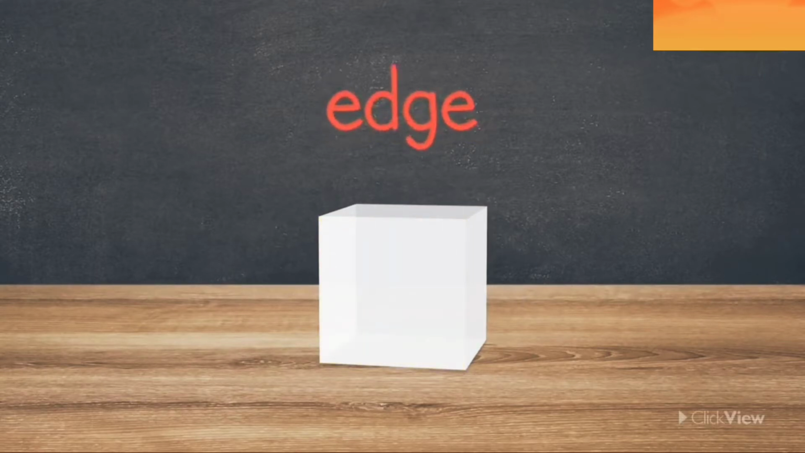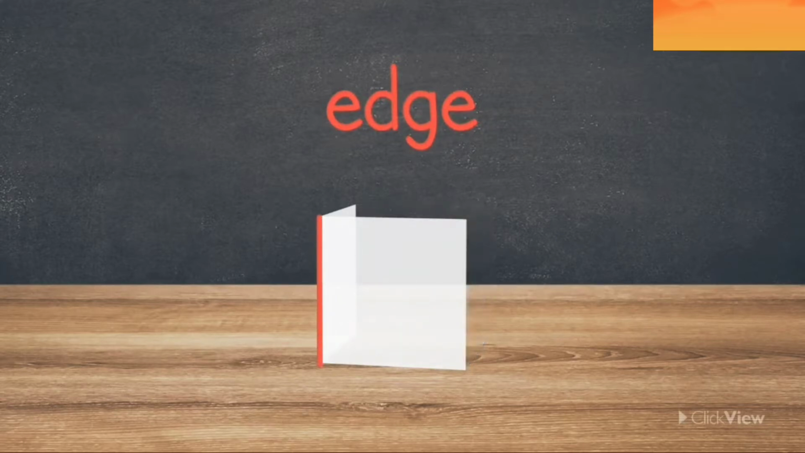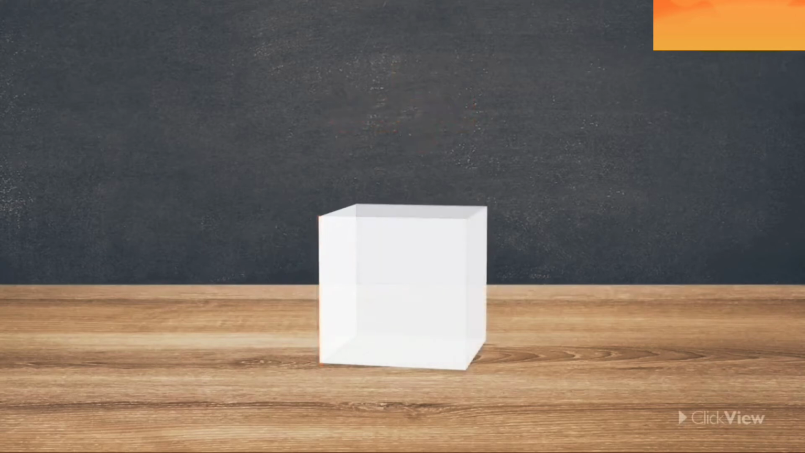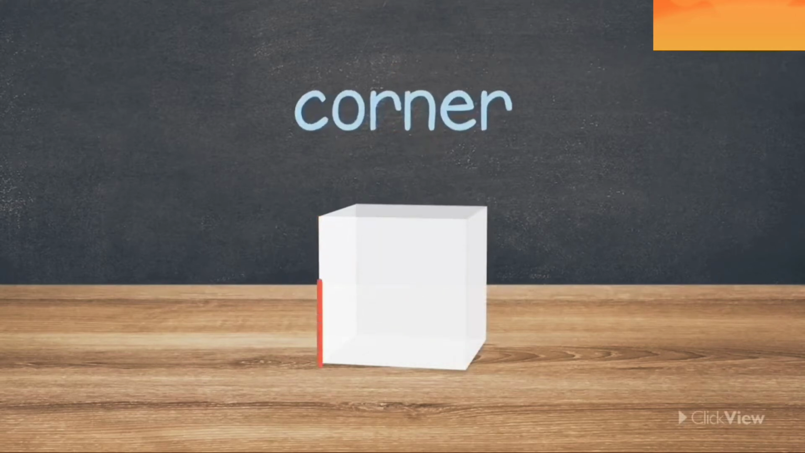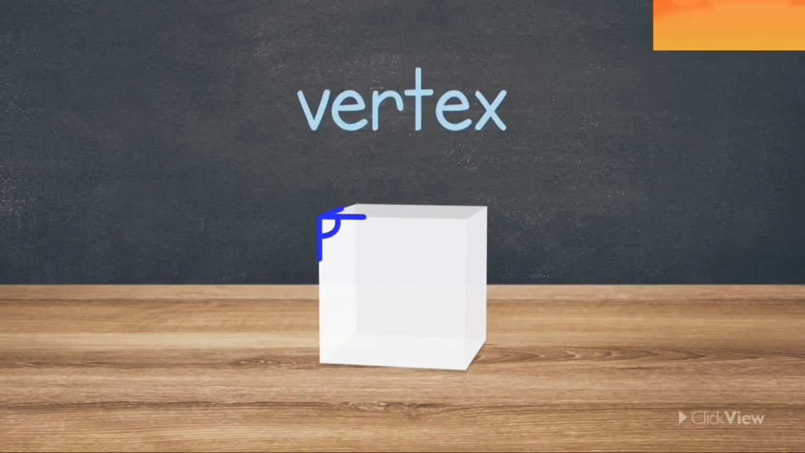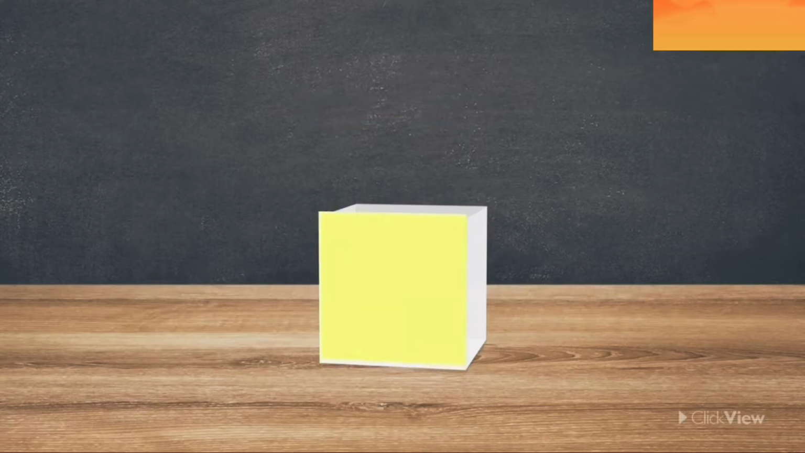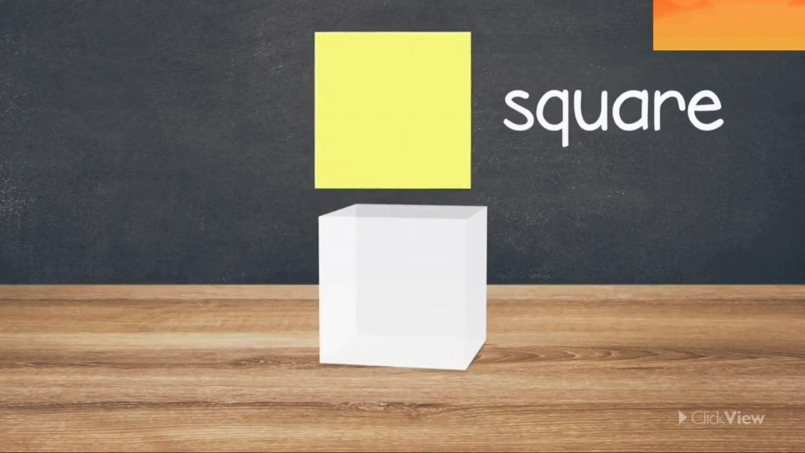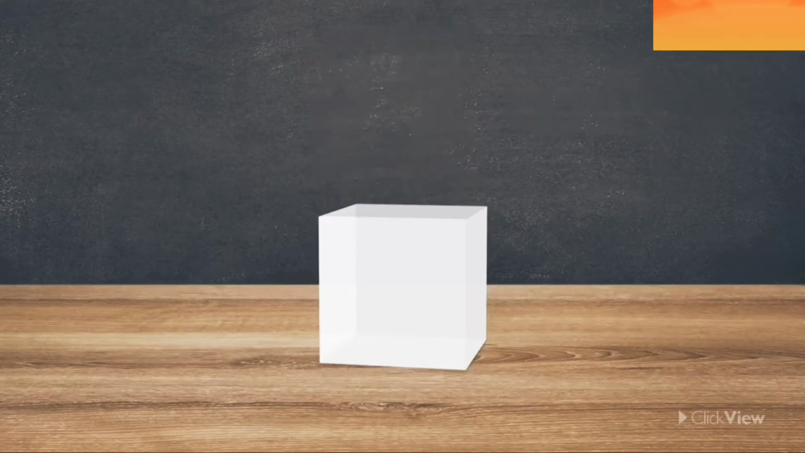The edge of a 3D shape is the line where 2 of its surfaces meet. And the corner is where 2 or more edges meet. A corner can also be called a vertex. The faces of 3D shapes often contain 2D shapes that you may already know. Maybe you can recognize some of these 2D shapes as we go through a few examples.